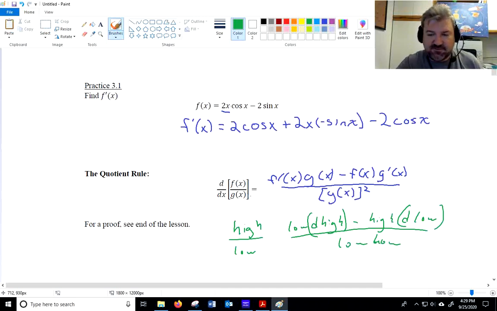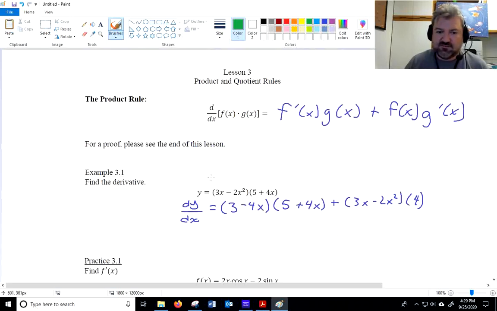And some students occasionally will get these two terms mixed up, and they'll do d low with high first, and then that gives you the wrong sign on your answer. So just be careful. Remember that just like I showed you with the product rule, we're going to take the derivative of the first thing first. In the product rule, the first thing I had was the derivative of f, because f's on the left.